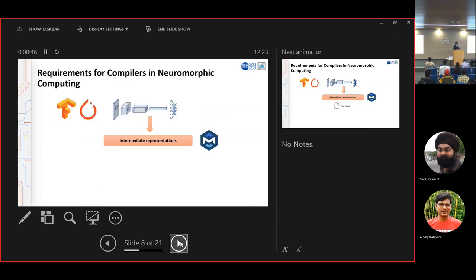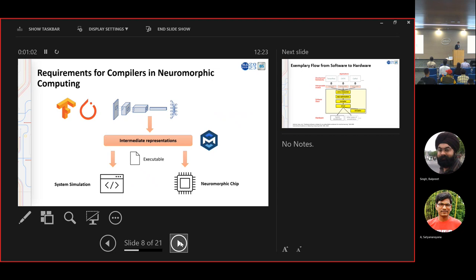Yeah, the question is basically how to get it on a chip. So essentially you have to build some sort of set of intermediate representations, mathematical descriptions of your TensorFlow model, to essentially build an executable that you then can either run before you manufacture the chip in realistic system simulations, or after manufacturing the chip on the actual device, even if you bring it to the customer, right? That's the overall process here.